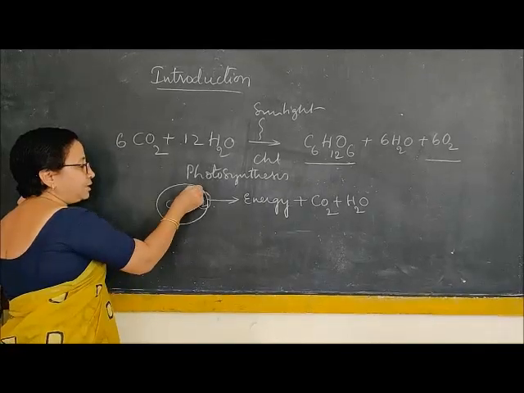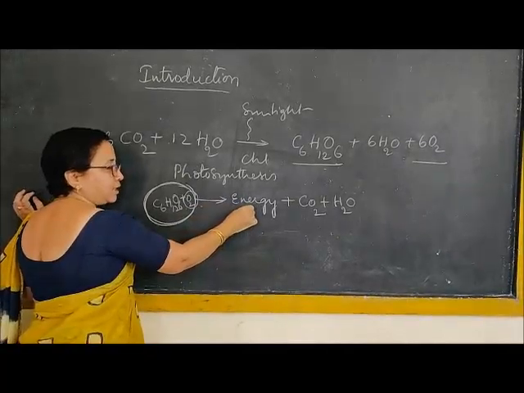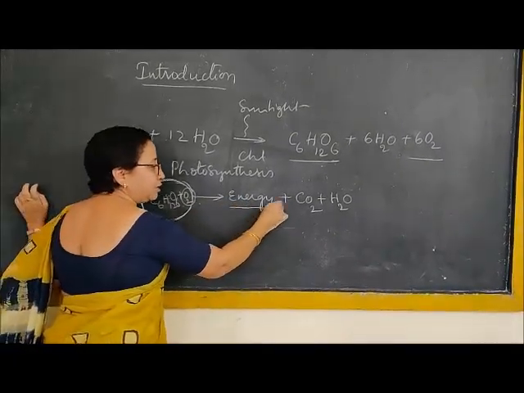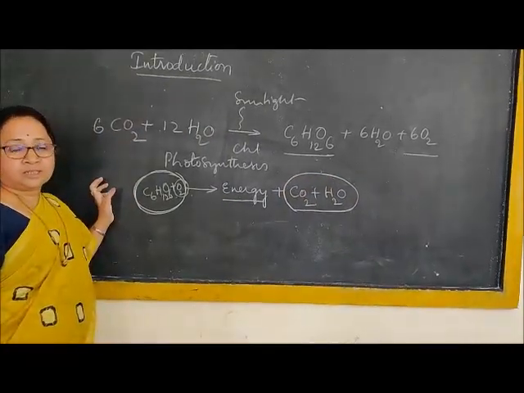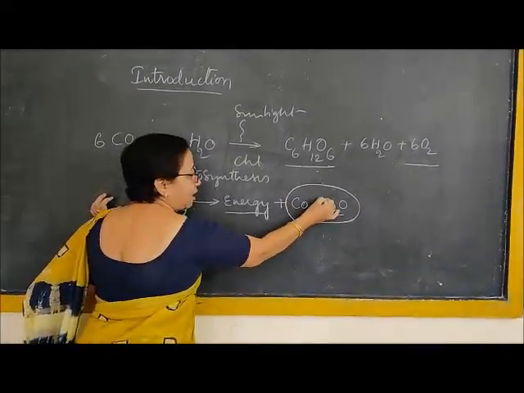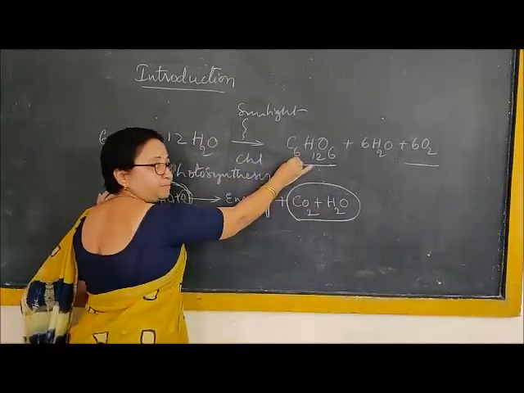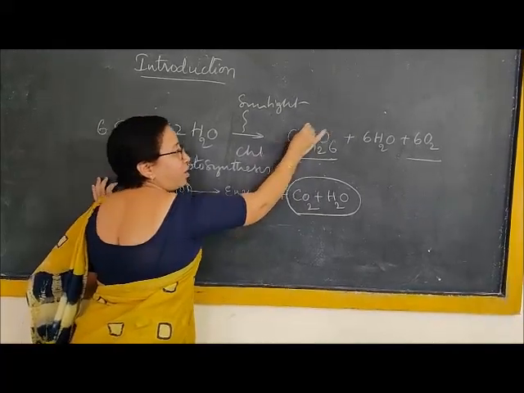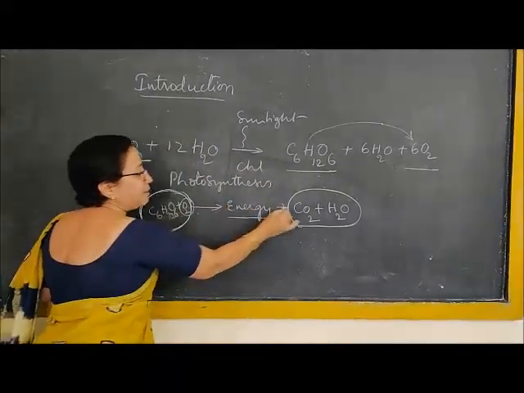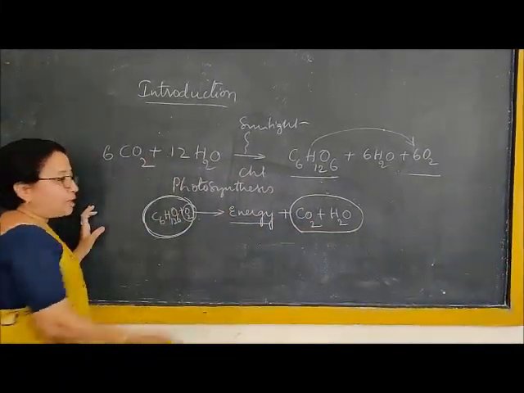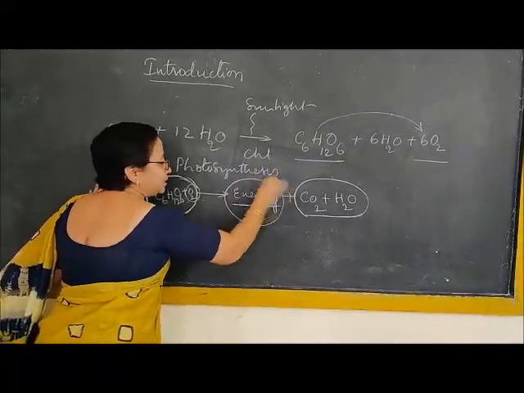When the food in the cell combines with oxygen and releases energy, along with the energy, what else is produced? Carbon dioxide and water. Dear students, you have learned that carbon dioxide and water react with each other to form the food. And the same food is oxidized in the presence of oxygen to release the same carbon dioxide and water and liberates the energy. So where is this energy stored?